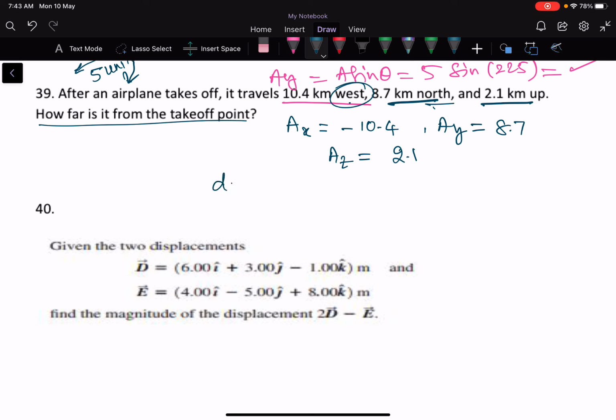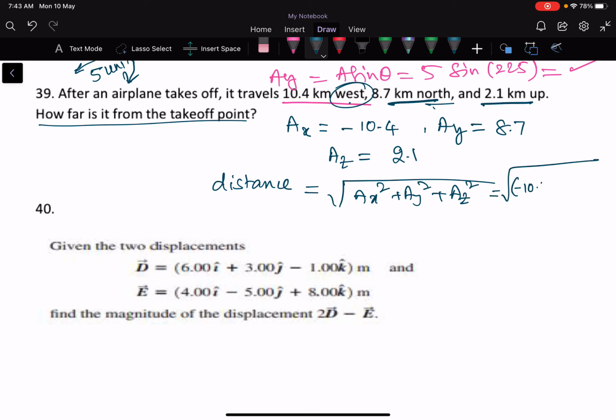So how far? He is asking about distance. Distance is nothing but the magnitude of displacement, that is under root of ax square plus ay square plus az square, that is under root of (minus 10.4) whole square plus (8.7) whole square plus (2.1) whole square. You'll get the answer from this.